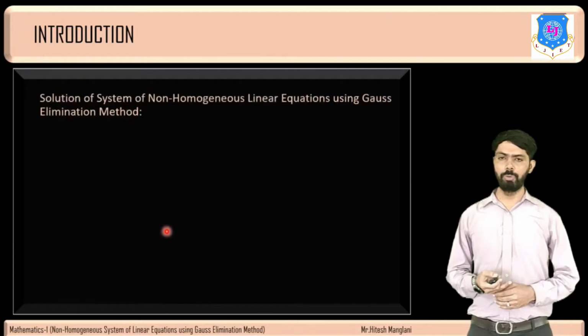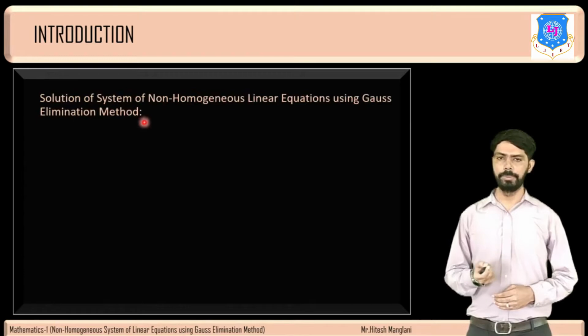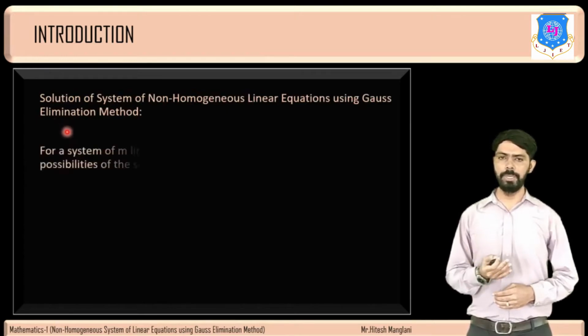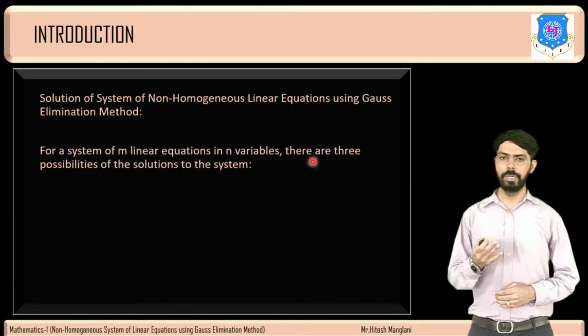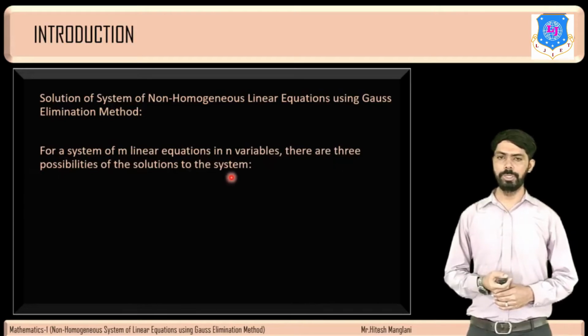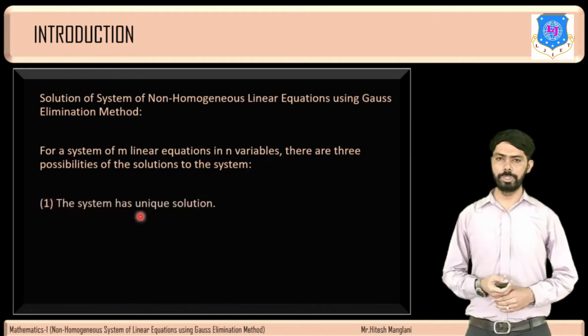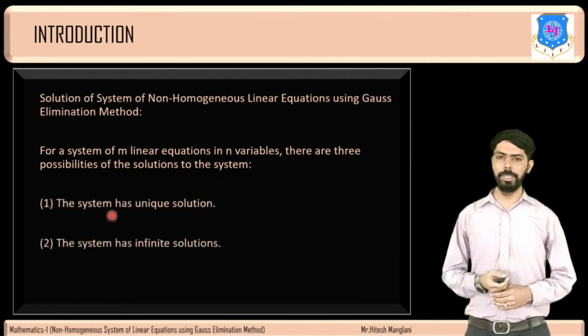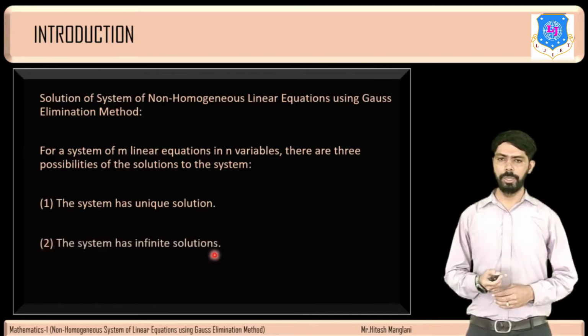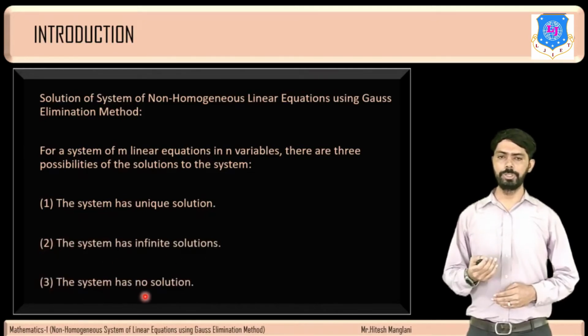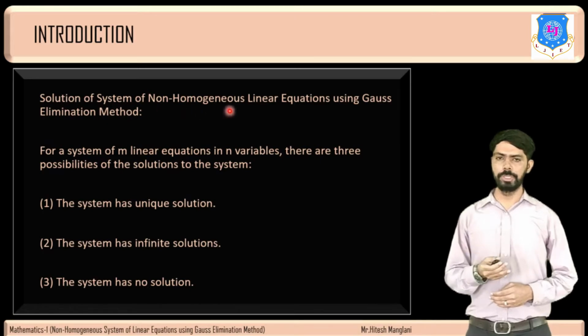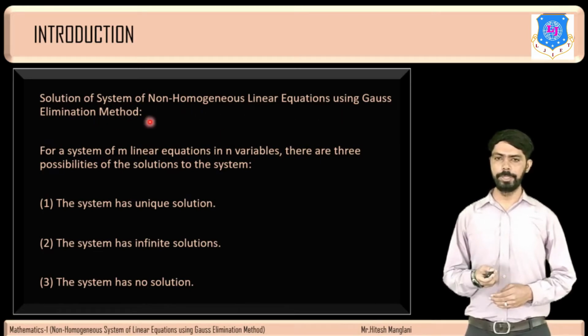Now we will understand how to find the solution of a non-homogeneous system using Gauss elimination method. For a system of n linear equations in n variables, there are three possibilities for the solution. First possibility, the system has a unique solution. Second possibility, the system has infinite solutions. And third possibility, the system has no solution. So there are three types of possibilities for the solution of a non-homogeneous linear system.